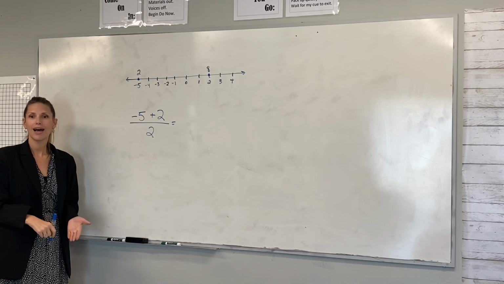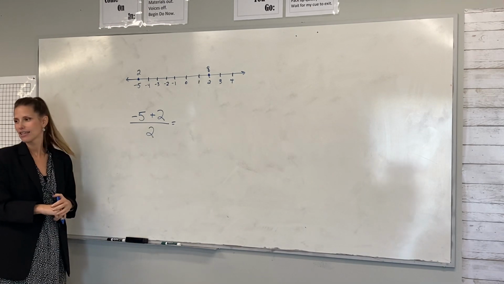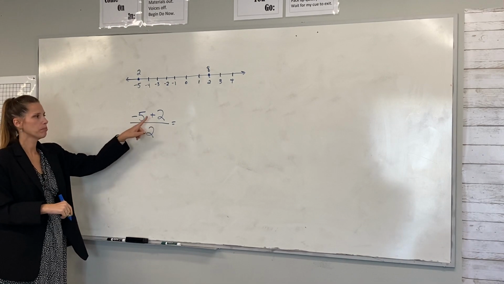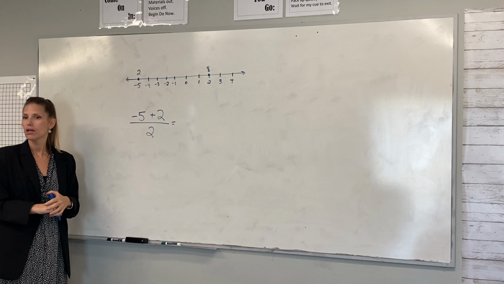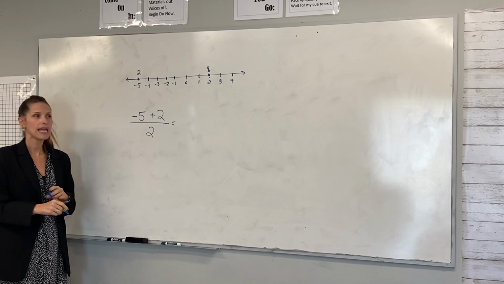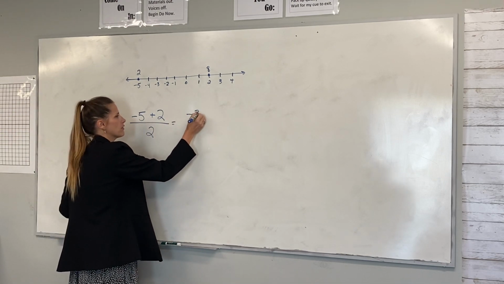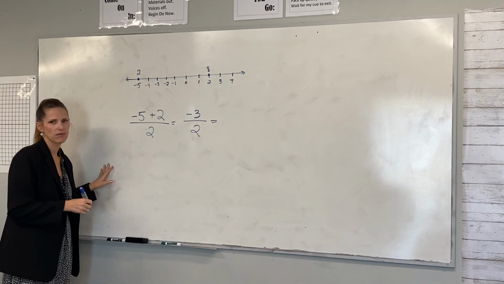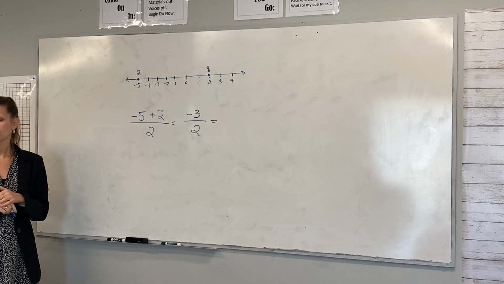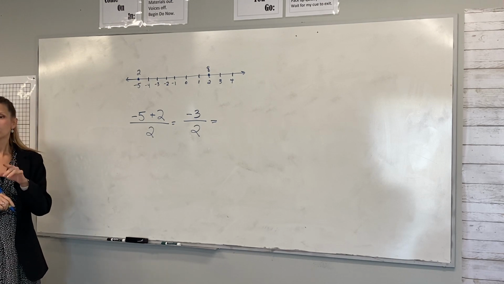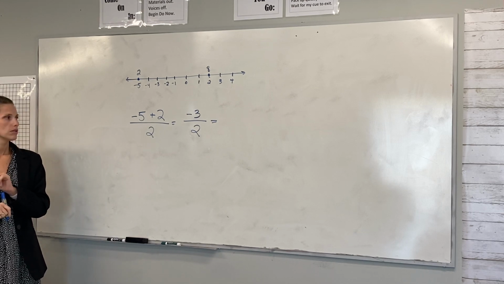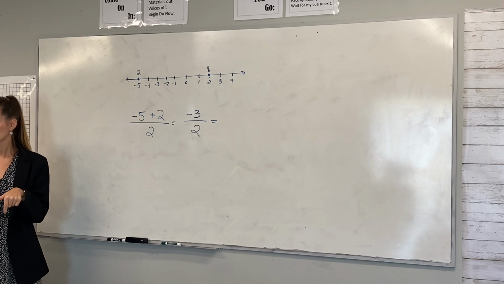Negative 5 plus 2? Negative 3, thank you. Negative 3 over 2. What does that equal in terms of a mixed number or a decimal? Half? Not a half. 0.5? Negative 3 over 2.